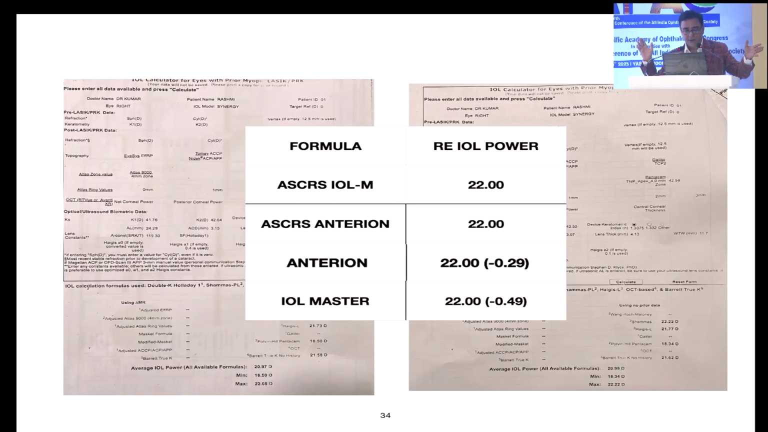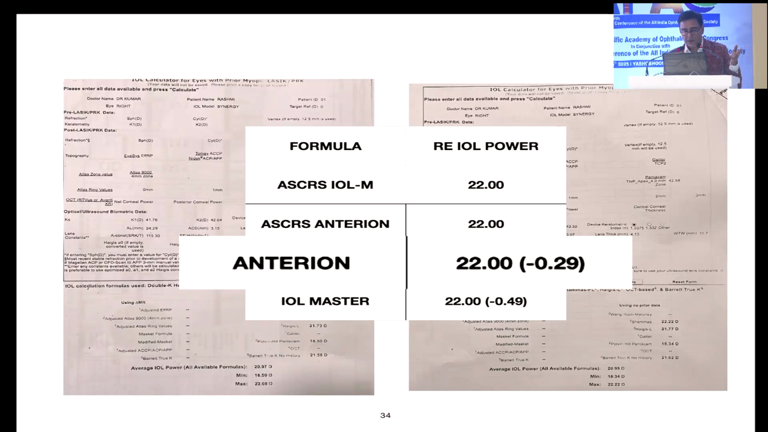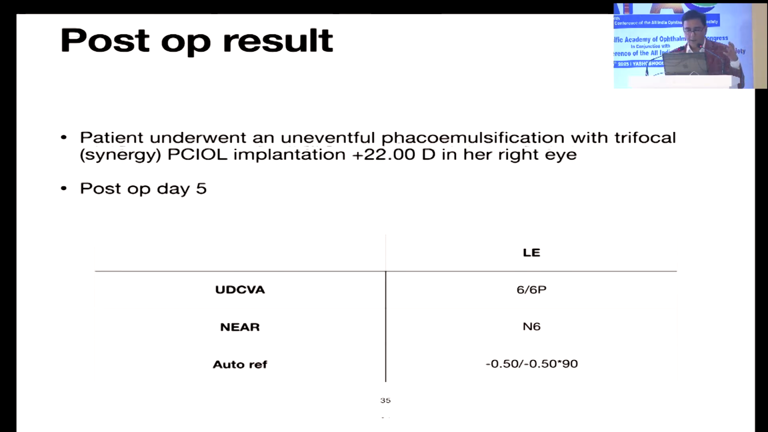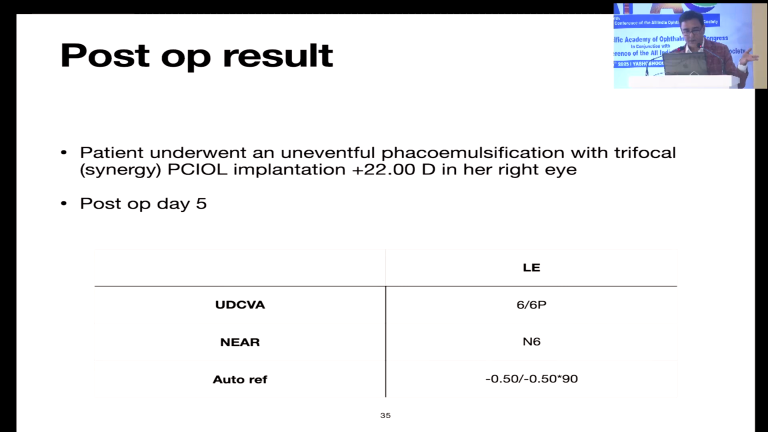We have from the ASCRS formula, the ASCRS, the Anterion, and we have even the IOL Master power. So here you can see that IOL Master says 22, Anterion says 22. I went ahead and put an Anterion 22 diopter, and what I got was an excellent result. So I went ahead and put a Synergy, a PCIOL, and the patient did very, very well.